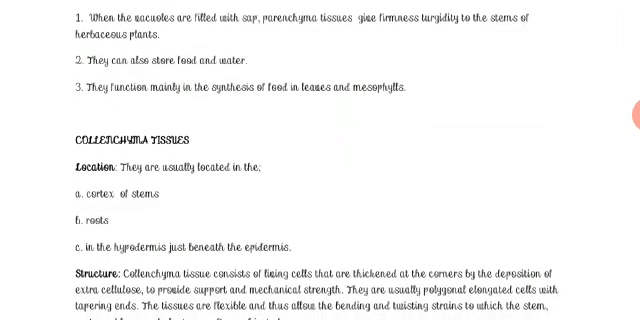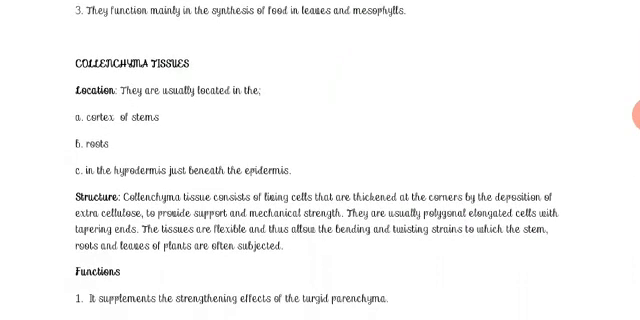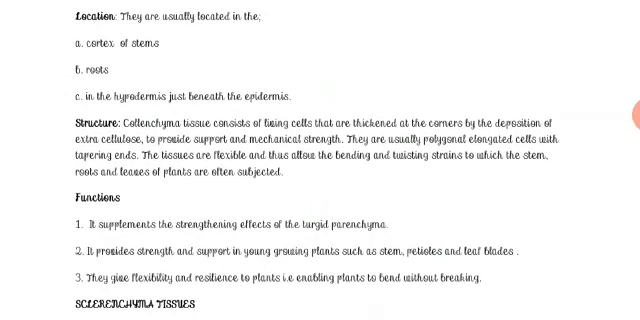Now to number 2 type of plant tissue, that is collenchymal tissues. They are usually located in the cortex of stems, roots, and in the hypodermis just beneath the epidermis. Structure. Collenchymal tissue consists of living cells that are thickened at the corners by the deposition of extra cellulose to provide support and mechanical strength.